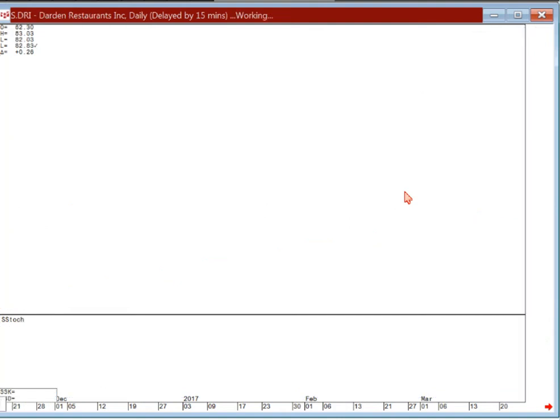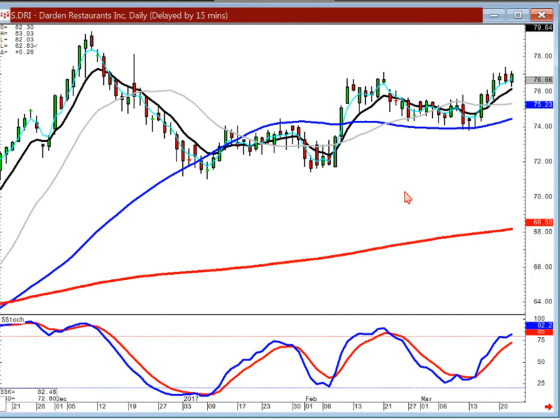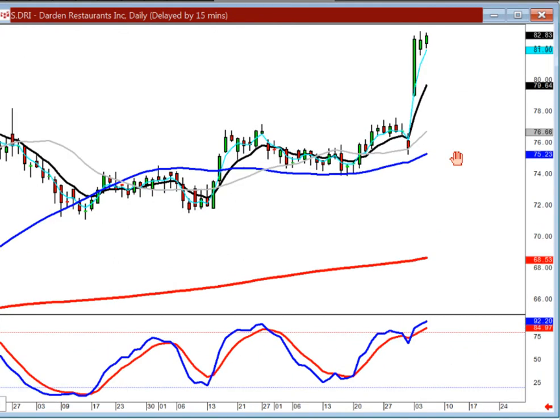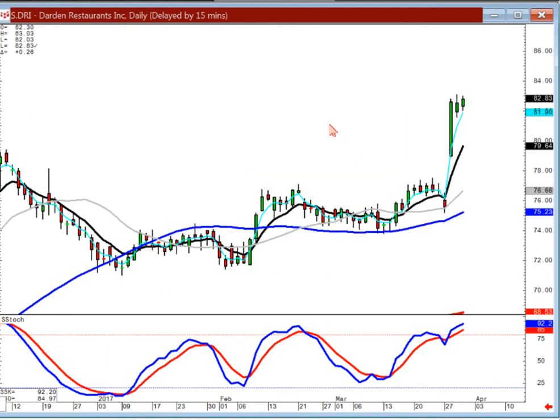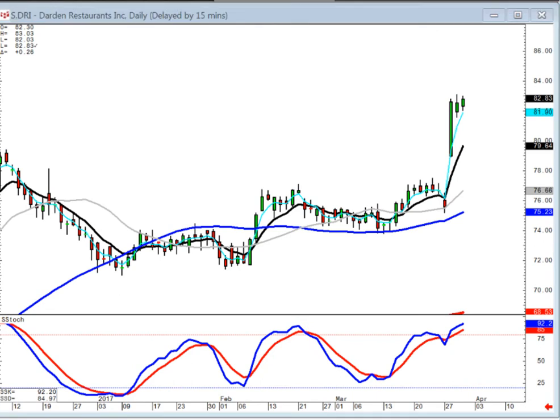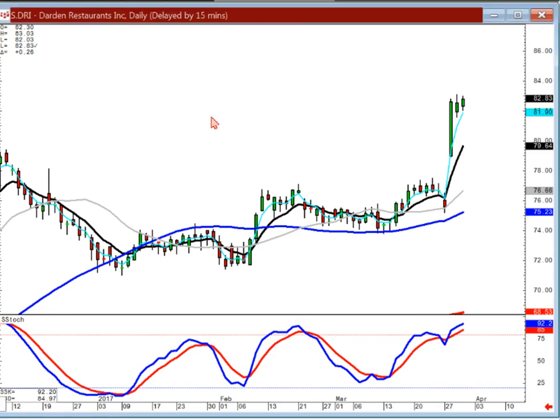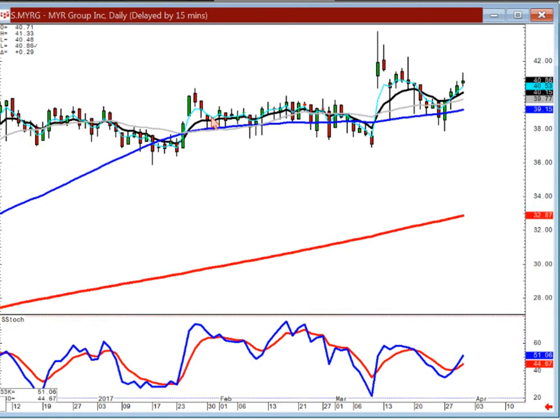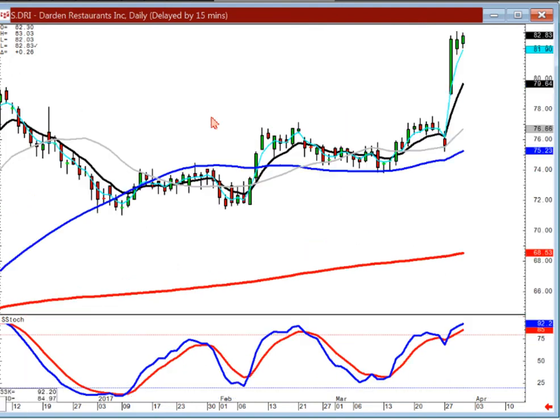DRI, another one that's in a, whoops. Let me go back to the last one just to make sure. Okay, yeah. DRI, you're going to be in a, there's your best friend breakout. You're going to be in a 45 degree. So at this point, you just stay long until you see a sell signal and a close below the T line.